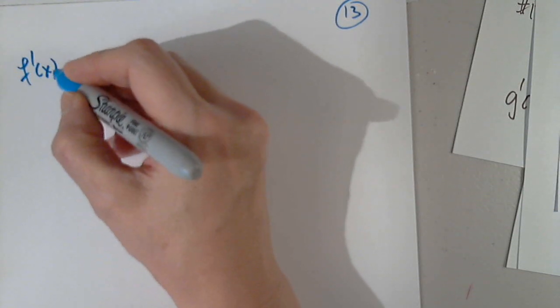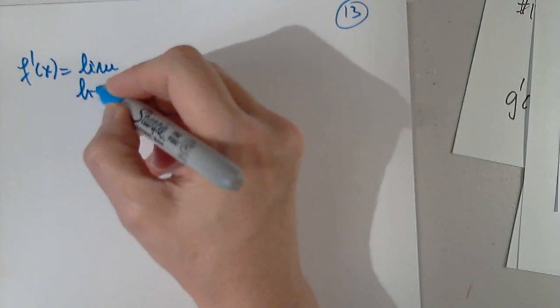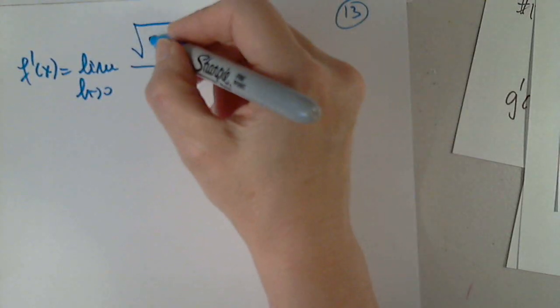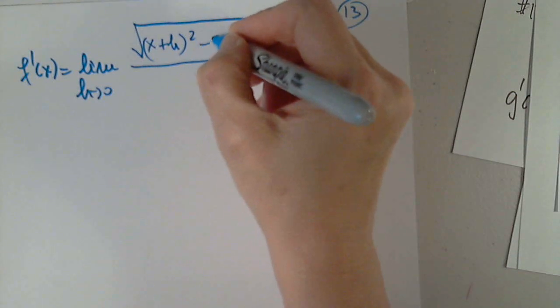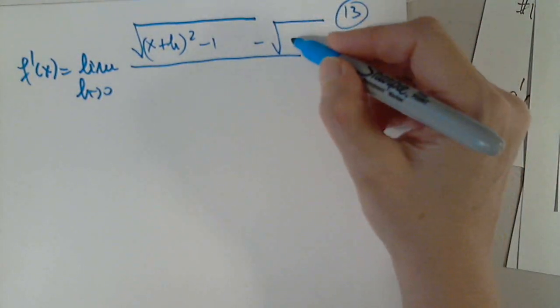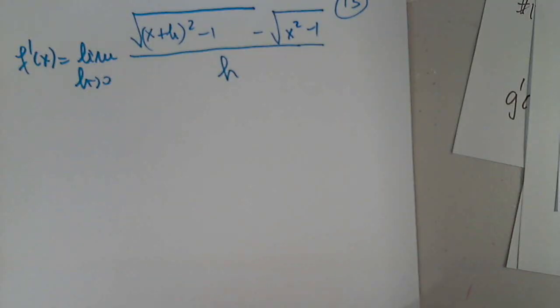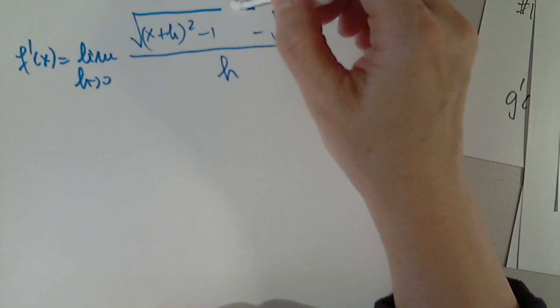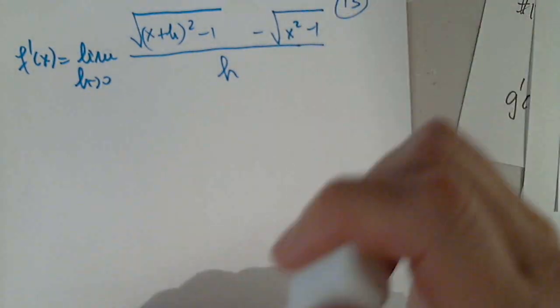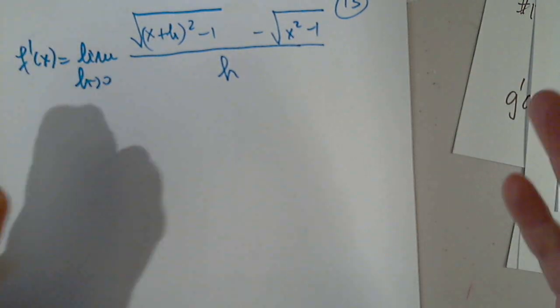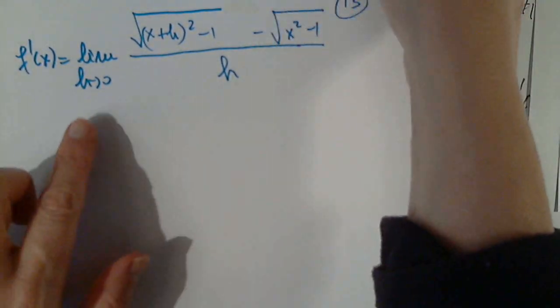So I have to write f prime of x as the limit as h approaches 0 of the square root of (x plus h) squared minus 1, minus the square root of x squared minus 1, divided by h. And I know that two things have to happen eventually. When I plug in 0, I have to have 0 over 0. There is no discussion there. That's definite. But I know that terms without h must go away, and eventually this h must go away, and at the end it will go away for good because it's a limit.